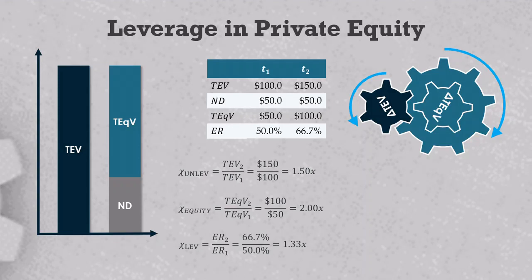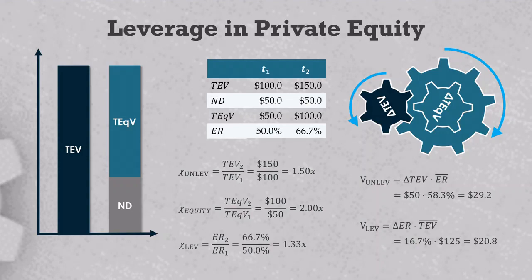of 2.0x. You can also plug these values into the derivative model of value creation described in VC 104. This gives you an unlevered return of 29.2 and a leverage effect of 20.8. And of course, these add up to the total equity return of 50 million.